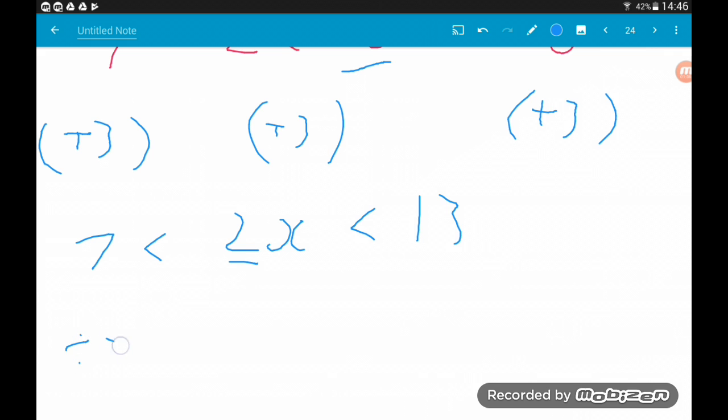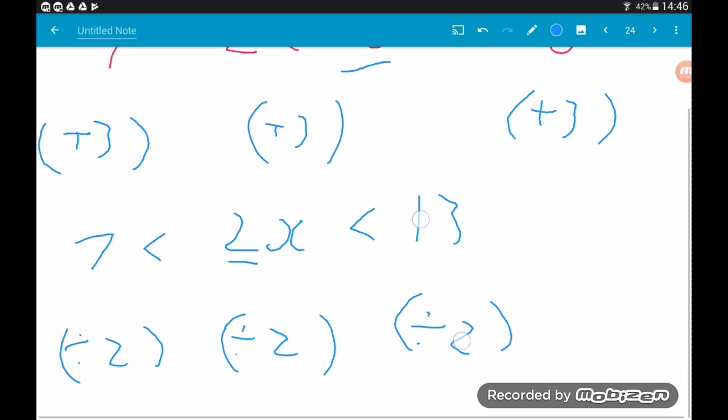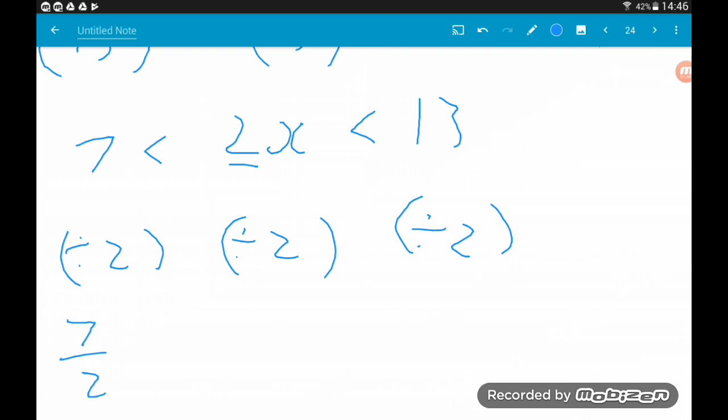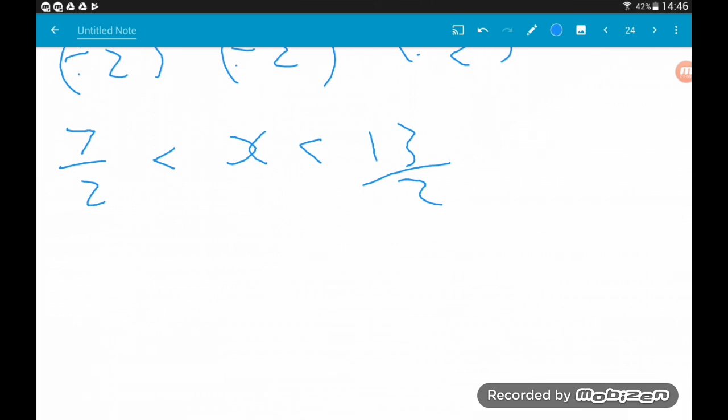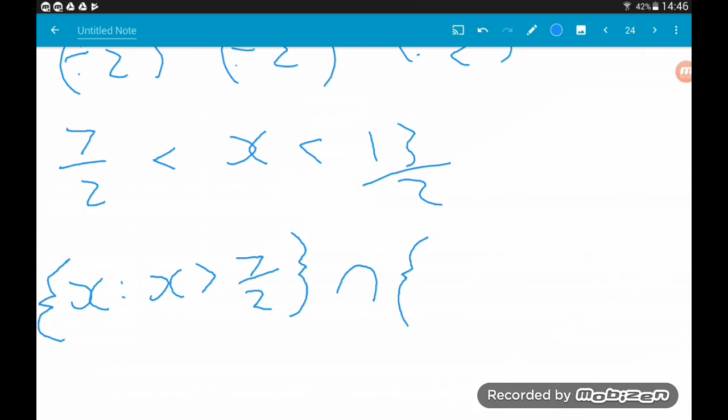To do that, we divide by 2, again to all three parts of the inequality. So we get 7 over 2 is less than x is less than 13 over 2. So, that's absolutely fine. Using set notation, we could write this as x such that x is greater than 7 halves, intersection, x such that x is less than 13 halves. Like that. Good times.